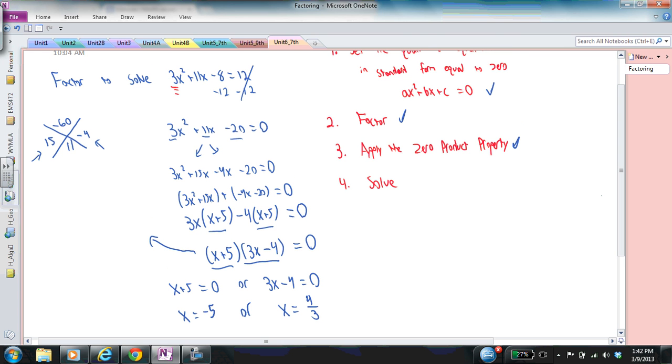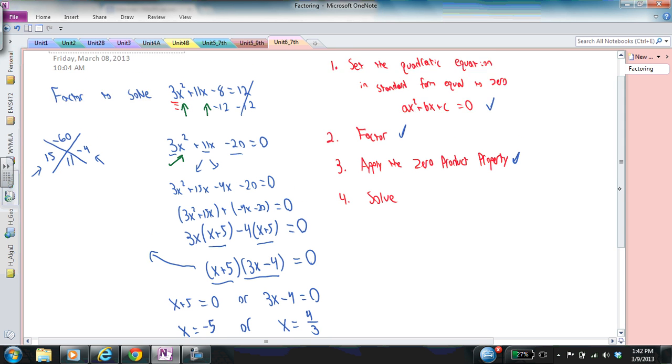Again, that means if you go back up to here and you substitute negative 5 or 4/3 in for x in this equation, this time actually you'll get 12, and you'll get 12 equals 12, which is a true equation. Or if you substitute in this step, you'll get 0, and you'll get 0 equals 0, which is a true equation. So hopefully this helps.